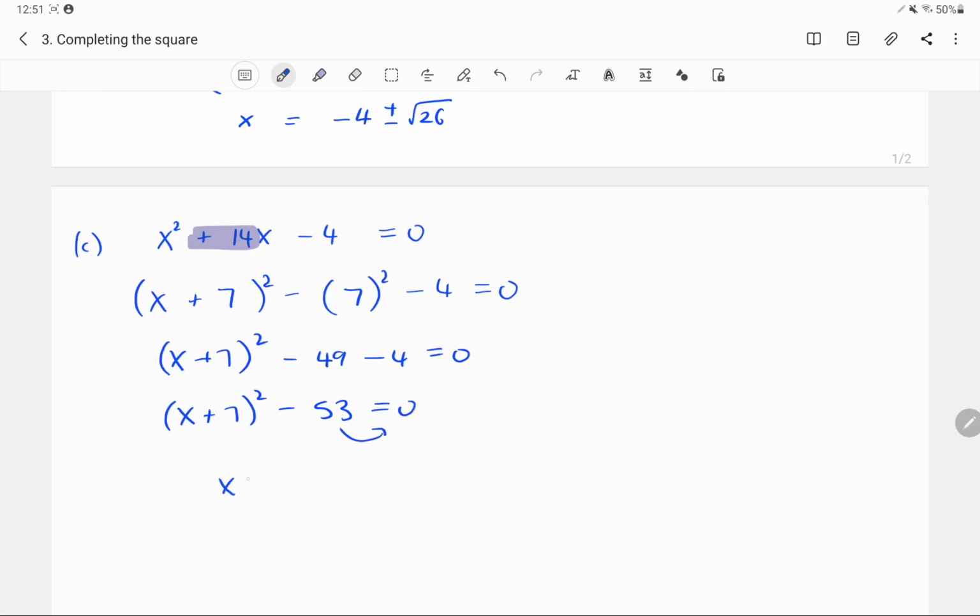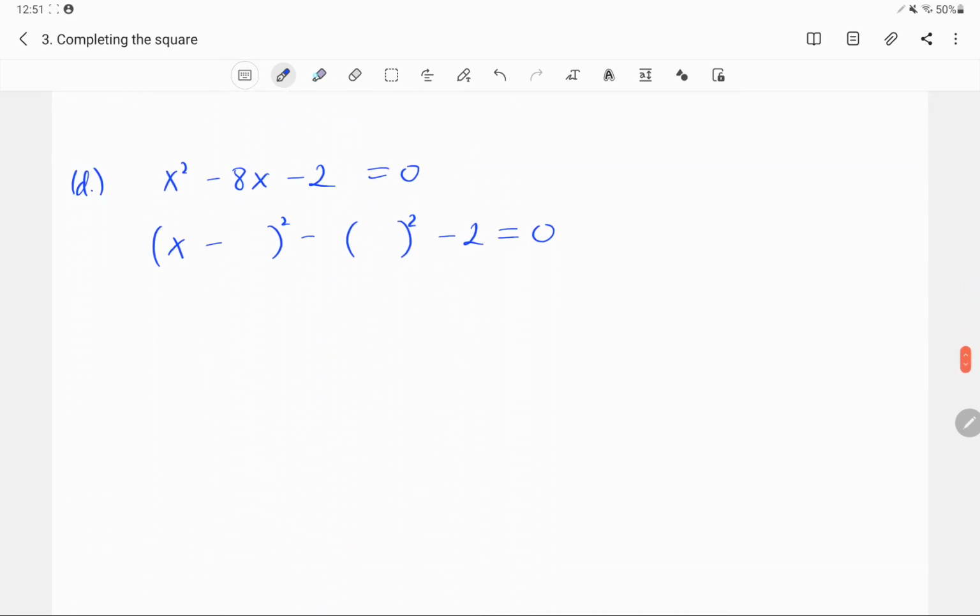Bring your 53 across. Take the square root of both sides. And then move your 7 over. And I'll just do one more example because this one has a negative coefficient. So we're going to copy down a minus 4. And then we're going to square a minus 4. Now it doesn't actually matter if there's a minus in there or not, because when we square it becomes positive. So our bracket is x minus 4 squared. And then subtract 16, subtract 2 equals 0.